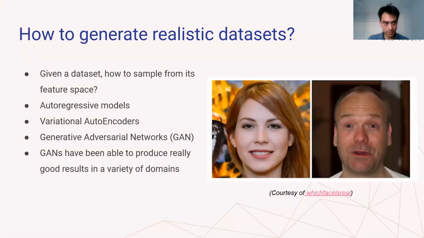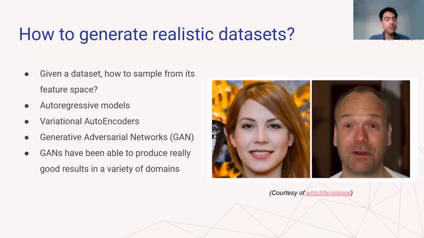So first question, how to generate realistic data sets? Given your data set, how to sample from its feature space, right? Here on the right, we have just a picture of a few faces. And given the feature space of human faces, how do you sample from it, right? You don't want to just sample all the colors possible in, I guess, a 10 by 10 picture or something like that. You just want to grab the feature space of human faces.